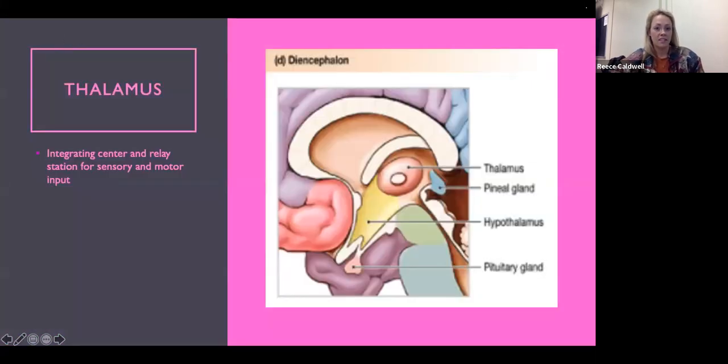Then we have the thalamus. The thalamus is known as the integrating center of our brain. It's the relay station for our sensory and motor input. Sensory input comes from our 5 senses. Motor input comes from our skeletal muscle and other areas. So it relays information from the neurons that are being sent up into our brain. It does the relay for us, and then the action is sent out through another set of neurons. So we have afferent neurons and efferent neurons, and the integrating neurons, the interneurons, are in the thalamus and in the spinal cord as well.